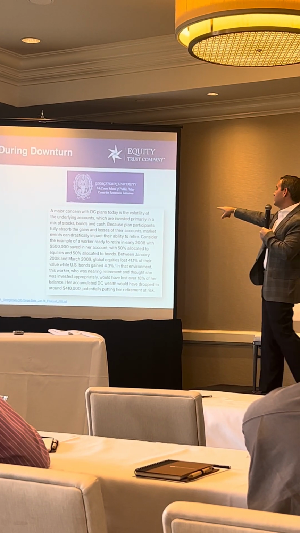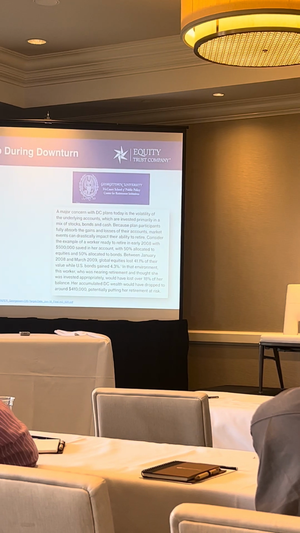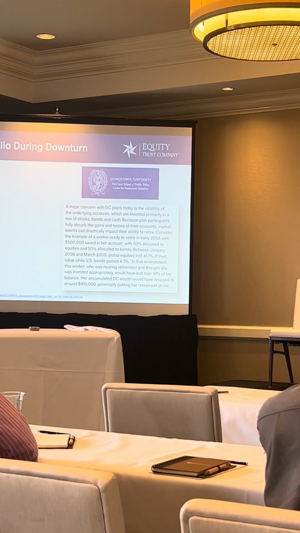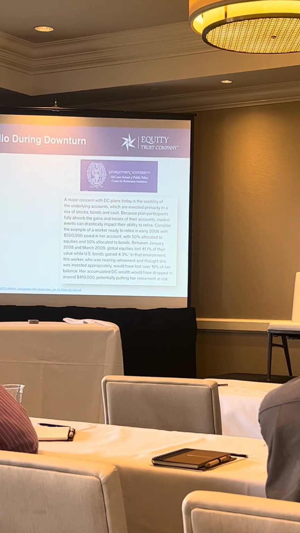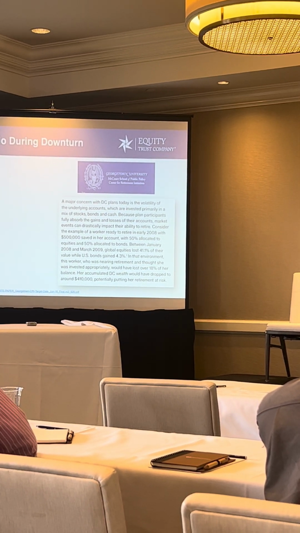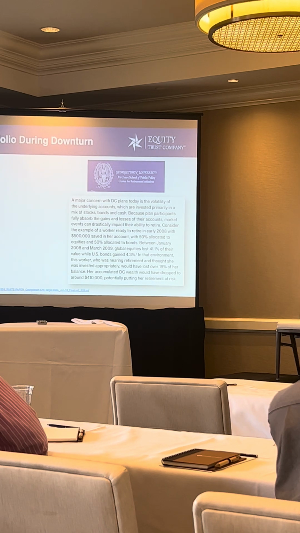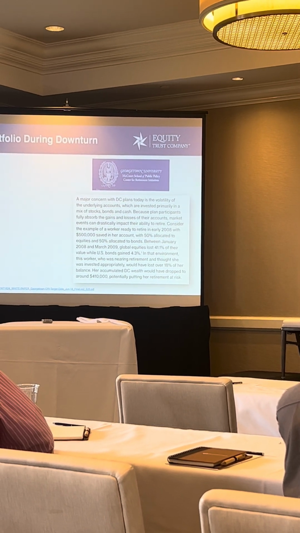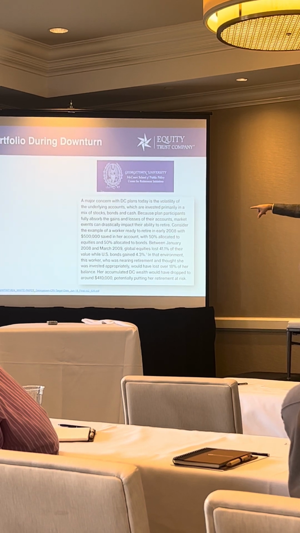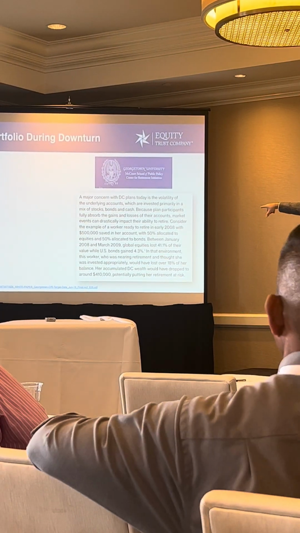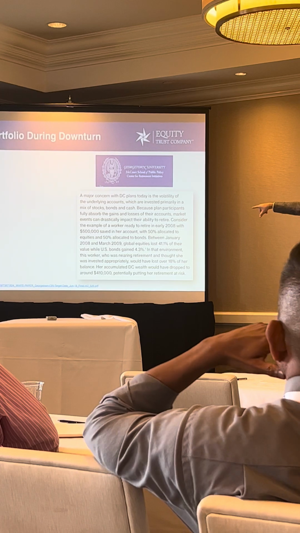Major concern with DC plans today is the volatility of underlying accounts, which are invested primarily in a mix of stocks, bonds, and cash. Because plan participants fully absorb the gains and losses of their accounts, market events can drastically impact their ability to retire. Consider, for example, a worker ready to retire in early 2008 with $500,000 saved in her account with 50% allocated to equities, 50% allocated to bonds.